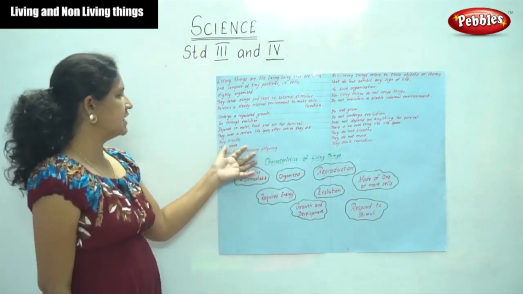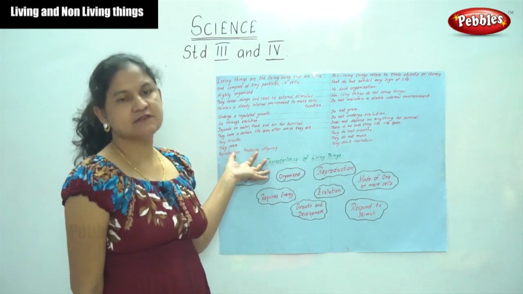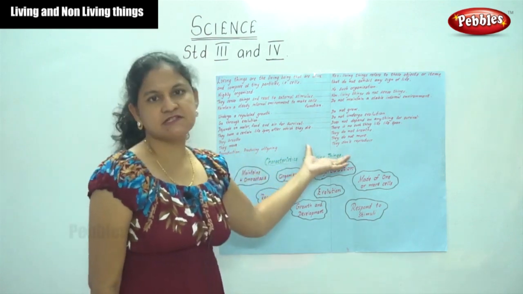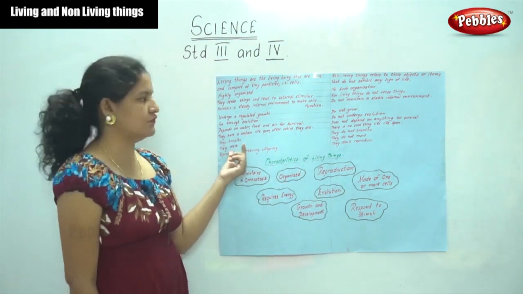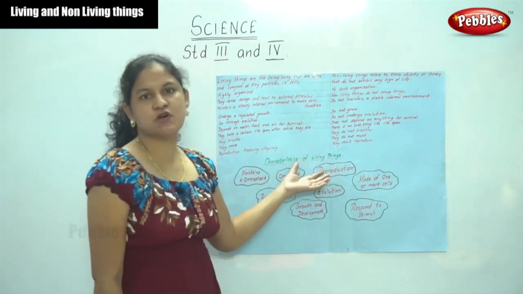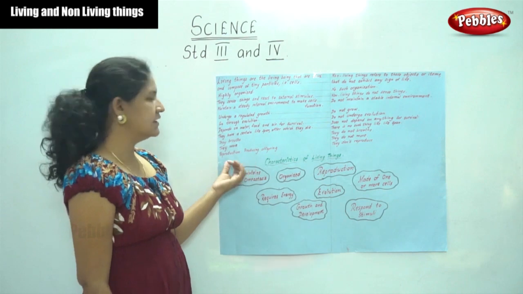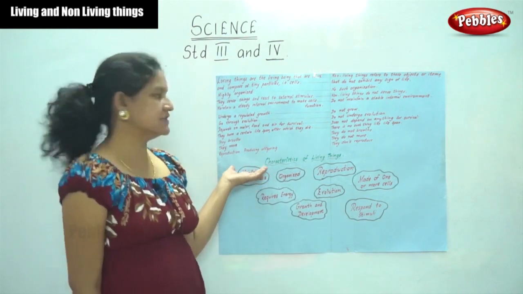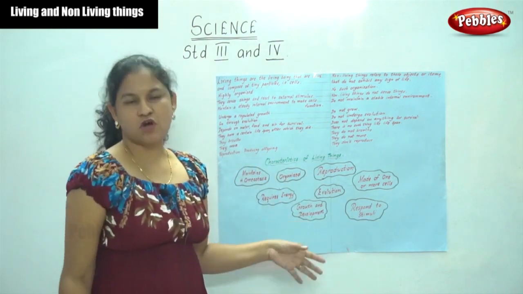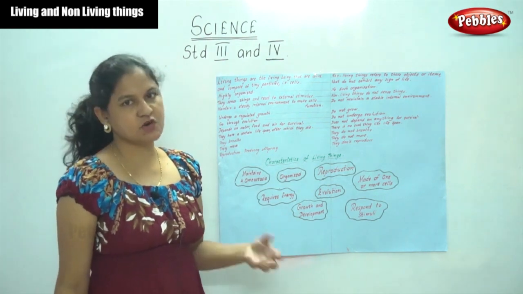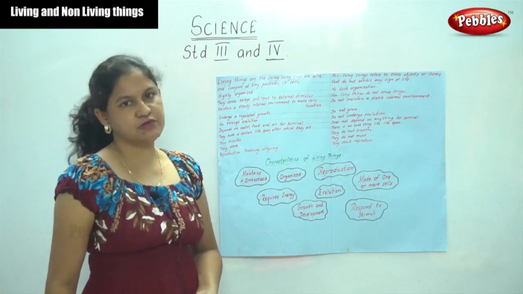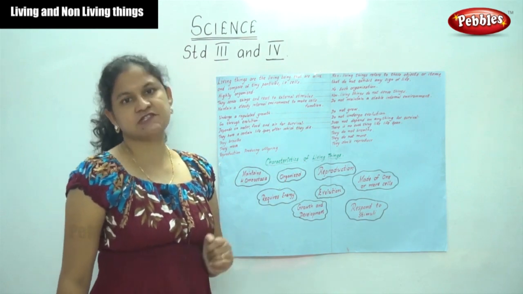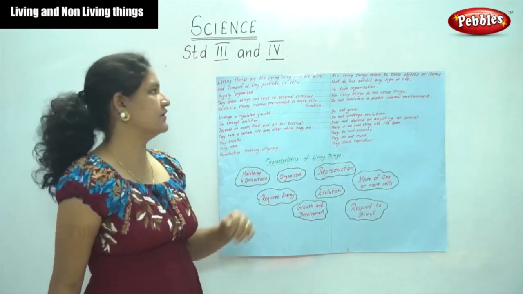The next is they breathe. Living things breathe. Non-living things do not breathe. Living things move. Non-living things do not move. Living things reproduce. That is, they produce offspring. They get babies or they hatch eggs. Non-living things do not reproduce. So these are the differences between living and non-living things.